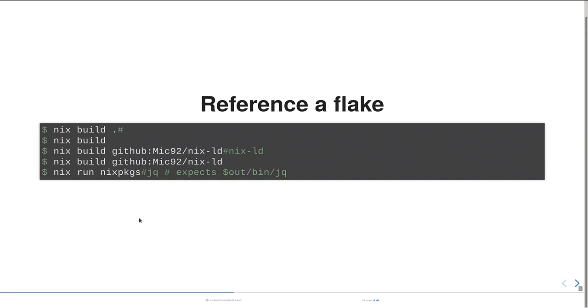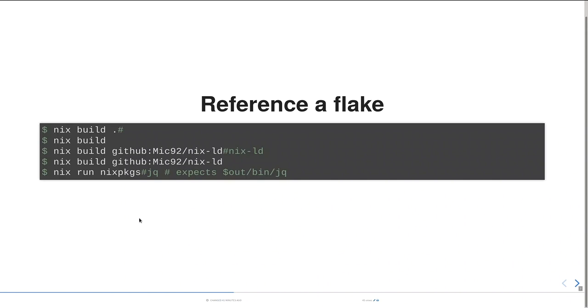For example, from the previous example, if I want to build example, then I would use something like dot hash rocket example, or because it's a default package, I can just skip this and just write dot hash rocket, or I just skip everything and just say nix build, because it will default to the default package.